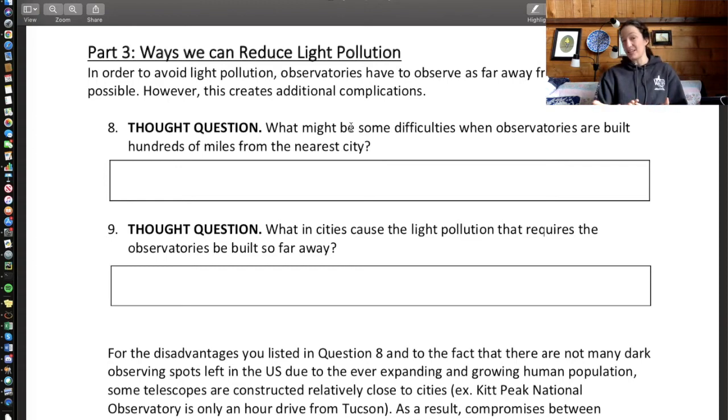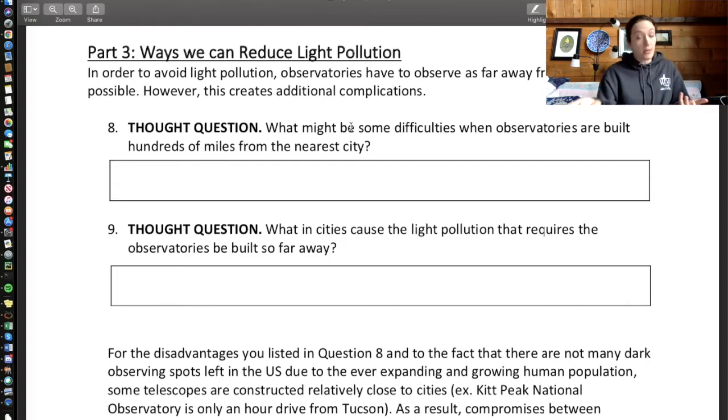But generally they're protected, or there's an issue with coming in and building something on that land when it doesn't belong to you. So that's enough on that question. Number 9, thought question. What in cities causes the light pollution that requires the observatories to be built so far away? AKA, what in cities produces light?